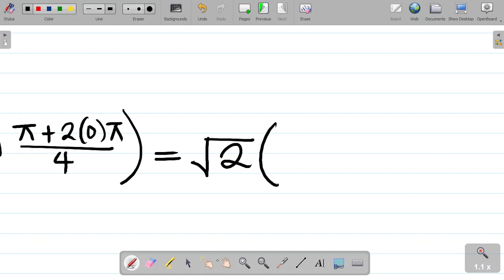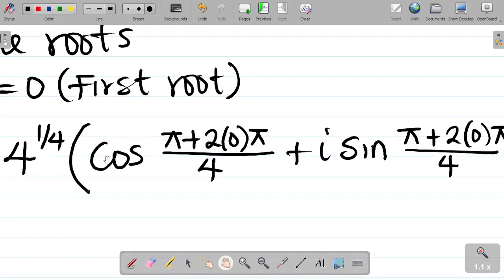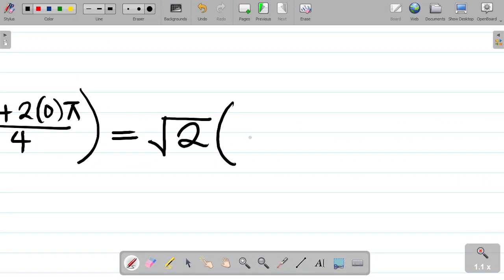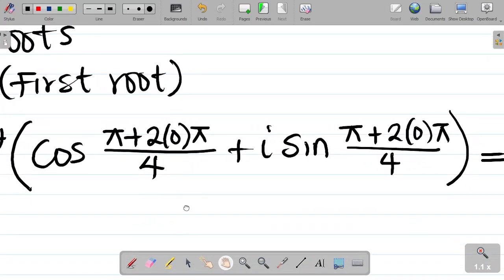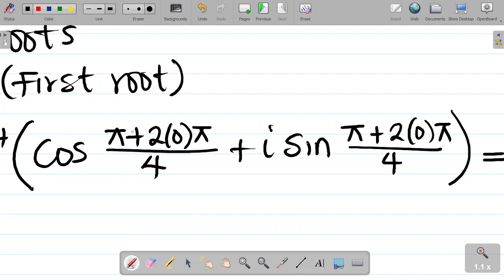Next up, proceeding, you now have the next in there, cos, that's cosine. What's the next thing you have there? Let's simplify this. First things first, if you look at this part here, that becomes 2 times 0 times pi. Of course, 2 times 0 gives you 0. 0 times pi gives you 0. Anything times 0 gives you 0. Now, this becomes pi plus 0. That's what you have there.